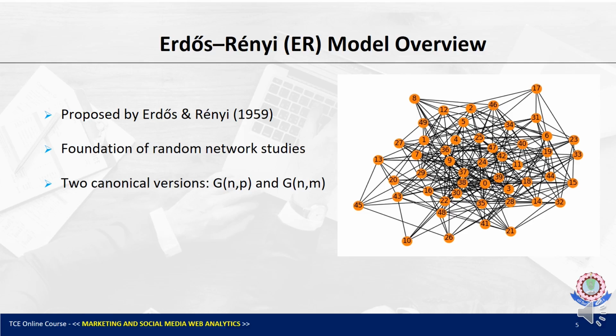ER model. It was created in 1959 by mathematicians Paul Erdős and Alfréd Rényi. The ER model introduced two versions of random graphs, one is G(n,p) and the other is G(n,m). These two versions are the backbone for everything we study in random networks.